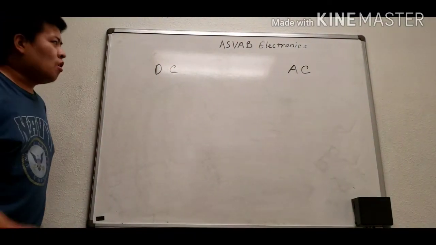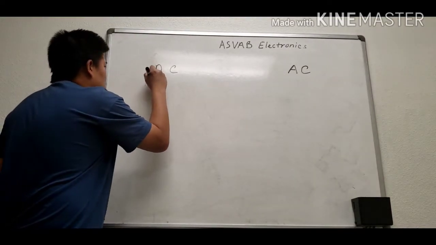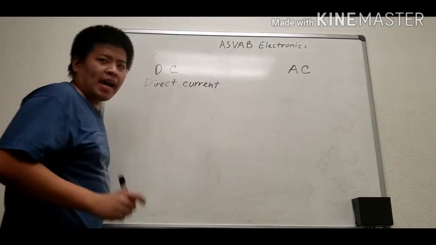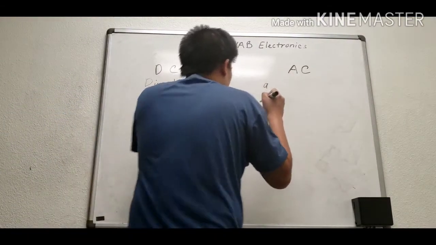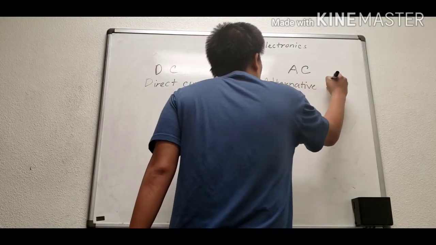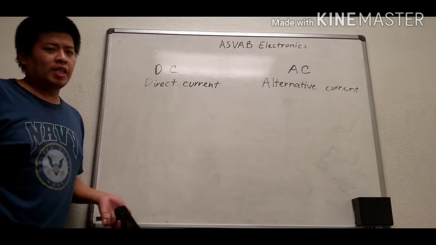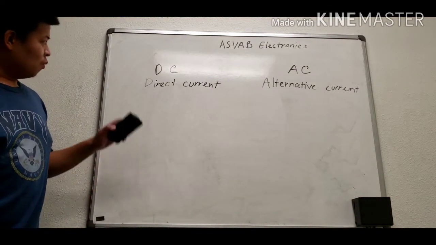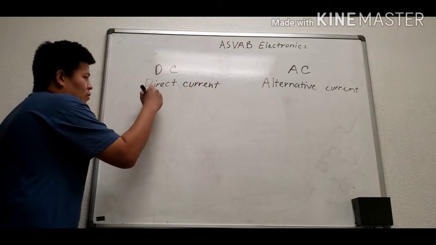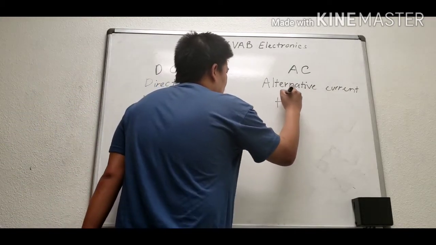So today we will talk about DC and AC. DC is direct current. AC is alternating current. So on the test, they will ask how many kinds of current. We only have DC and AC. In DC, we don't have Hertz. In AC, we have Hertz.